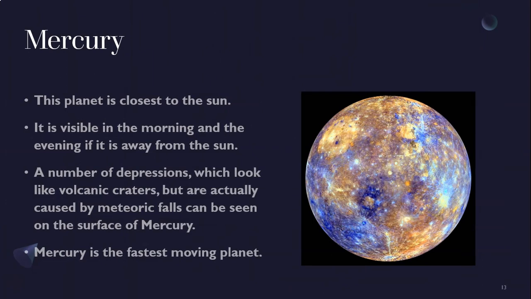Next is Mercury. This planet is closest to the sun. It is visible in the morning and evening if it is away from the sun. A number of depressions, which look like volcanic craters but are actually caused by meteoroid faults, can be seen on the surface of Mercury. If you see these small, see these? These are like those craters, but these actually are meteoroid faults. Mercury is the fastest moving planet.